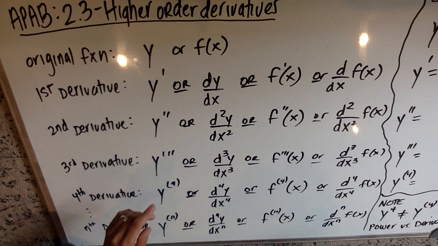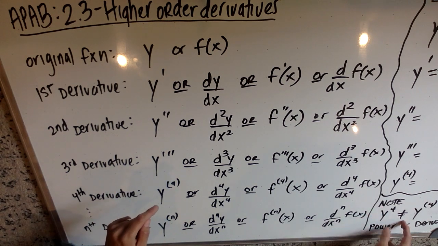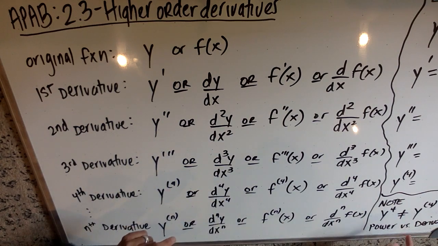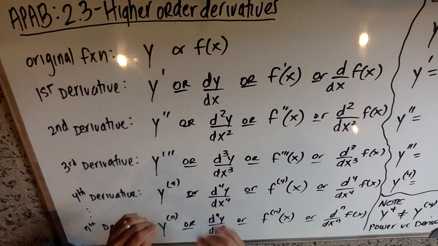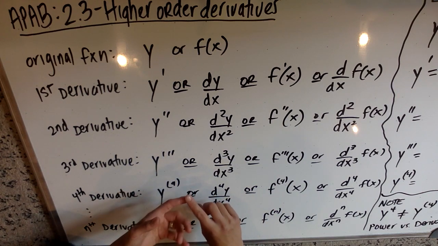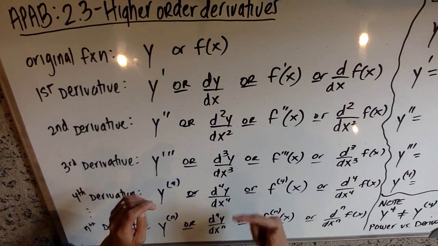I do want to point out, and I have this in the bottom corner here, that y to the 4th means y to the 4th power. Y with an exponent of 4 in parentheses means the 4th derivative of y. That's the difference. A y with a 4 exponent means y to the 4th power, meaning y times y times y times y. A y with a 4 exponent in parentheses means the 4th derivative of y.